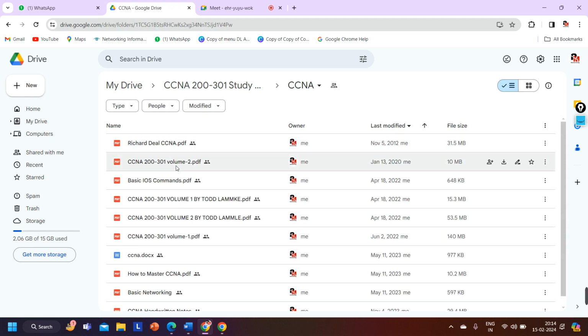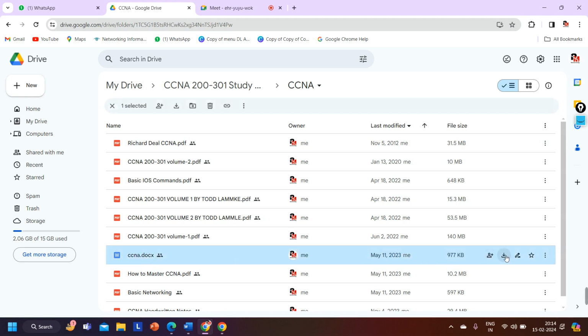Under CCNA, guys, see there are lots of books and some notes. I am recommending you to download this one, CCNA docs file, right? So let me download it and let me show you how it looks. See, now the download has started. Let's say scanning for virus.